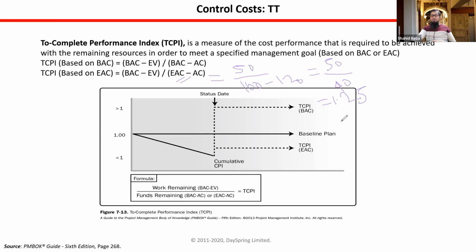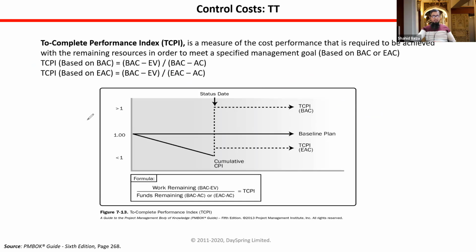That means, what does it mean? If we want to complete the project with a new estimate at completion, we cannot reduce our performance. We have to maintain the 1.25 performance to achieve the new $160 estimate at completion. So this is the interpretation of this formula. With this formula, you can forecast what is happening in your project in terms of the cost performance index.